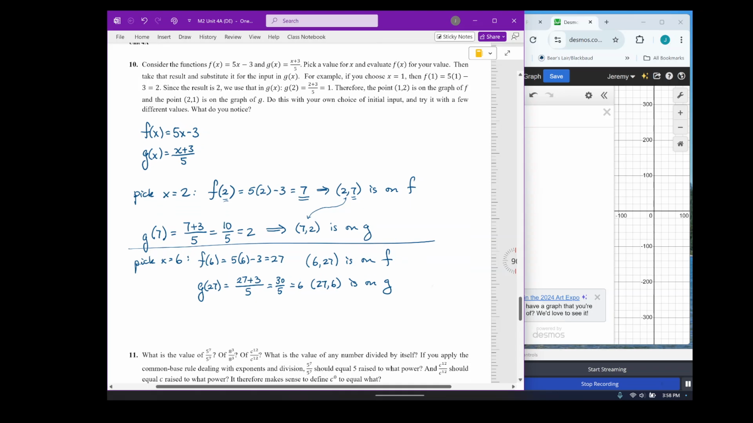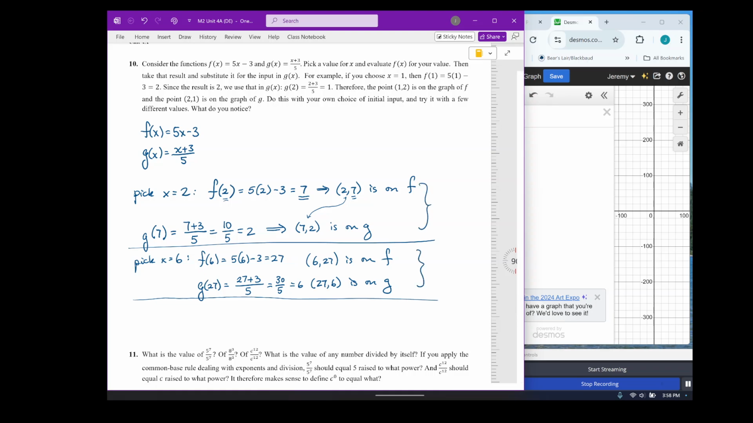Okay. Now, I'll tell you where this is going. These things hint at the fact that f and g are inverses of each other because, well, it looks like it works for these couple of points. It worked for the point (1, 2) and (2, 1). To prove that they're inverses, it has to work for every point.